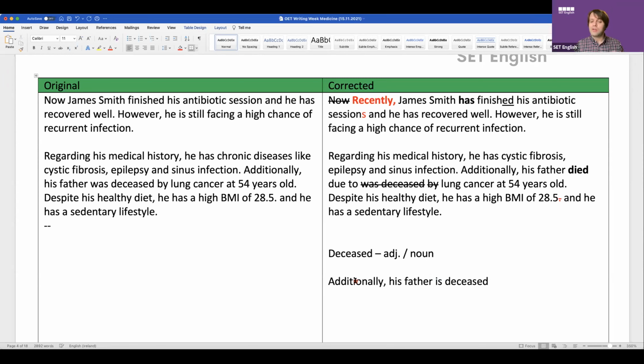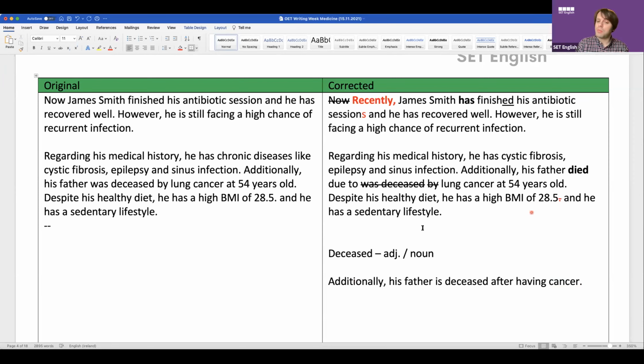But then how do I say due to lung cancer? I can't say due to here. Doesn't sound right. Deceased with lung cancer? No. You could say this: after. After having lung cancer. Right. You could say that. How long did he have it for? We don't know. So you could have put that at the end.